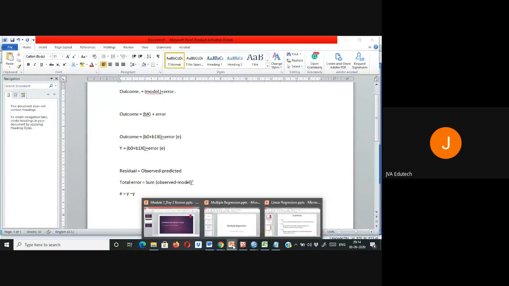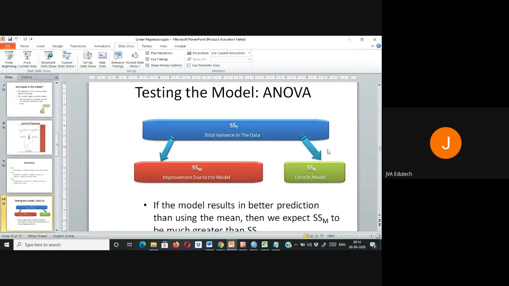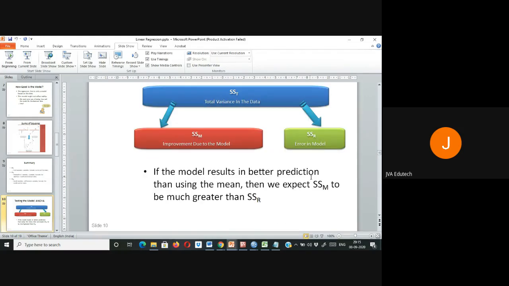Let's come to the PowerPoint. So I have told you that you will get this summary. If you want to get into details of this summary, I'll share the material with you. Now, what was the significance of the ANOVA? You get these three values: SST, sum square total, sum square of the model, and sum square of the residual. Sum square total tells you the total variance in the data, sum square of the model tells you the improvement due to the model, and this tells you the error in the model.